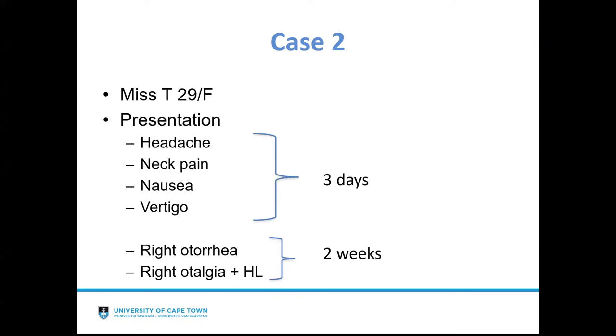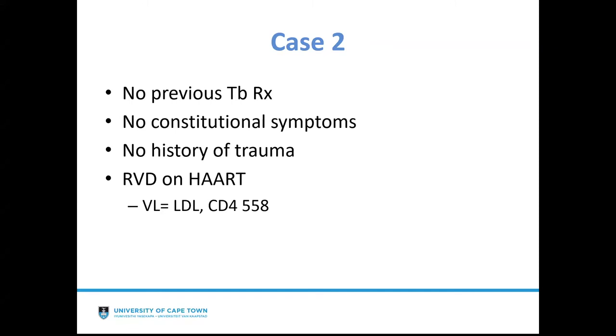Case number two is Ms. T, who is 29 years of age, who presented with a 3-day history of headache, neck pain, nausea, and vertigo, with a background history of right otorrhea with right otalgia and associated right hearing loss. She had no previous TB treatment, no constitutional symptoms, no history of any trauma. Of note, she was retroviral disease positive on ART. She was virally suppressed, with the latest CD4 count of 558.